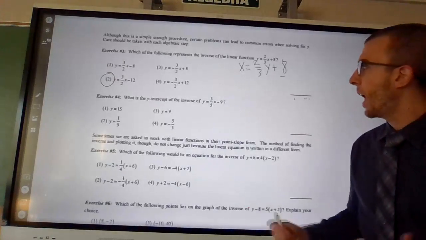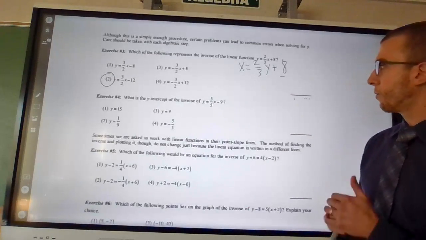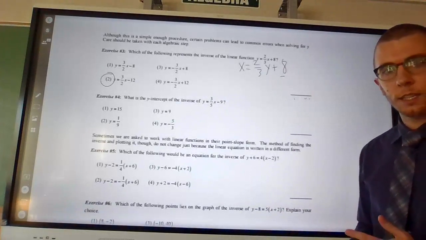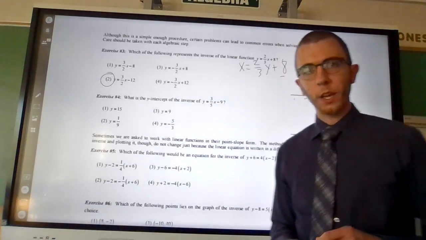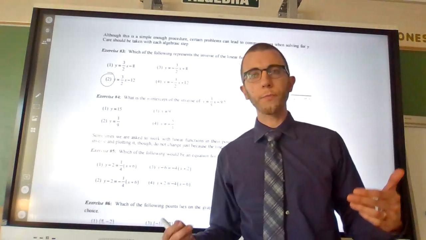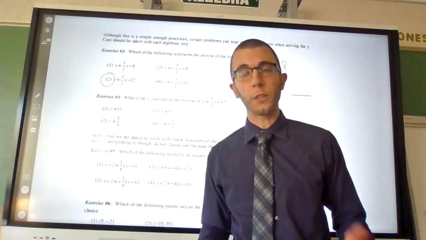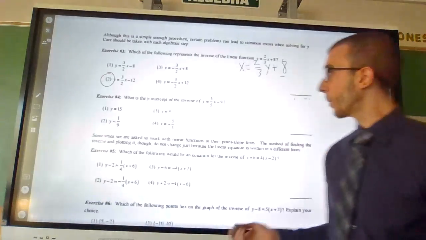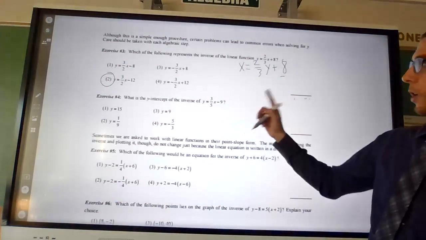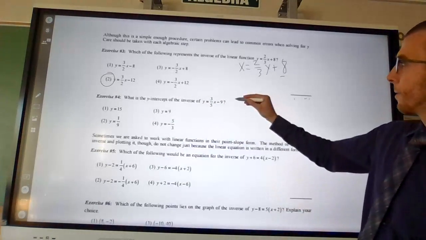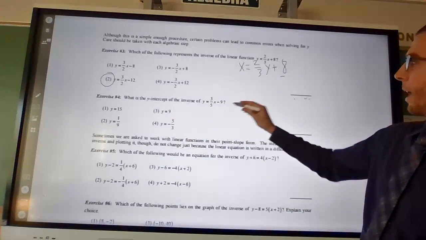Exercise 4, what is the y-intercept of the inverse of y equals 3/5 x minus 9? Okay, the y-intercept of the inverse. So since we're trying to get practice here, coming up with the inverse equations, the inverse functions, by going through that process, that's what I'm going to attack again. So the first thing, I need to get the equation of my inverse. So y equals 3/5 x minus 9.